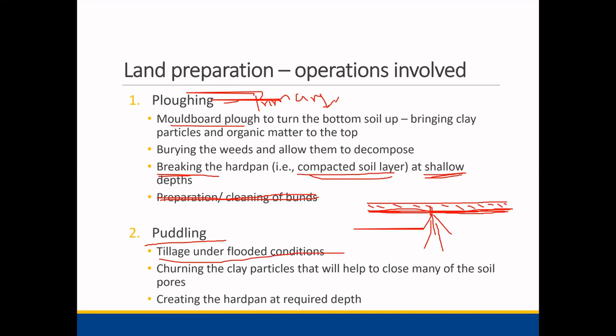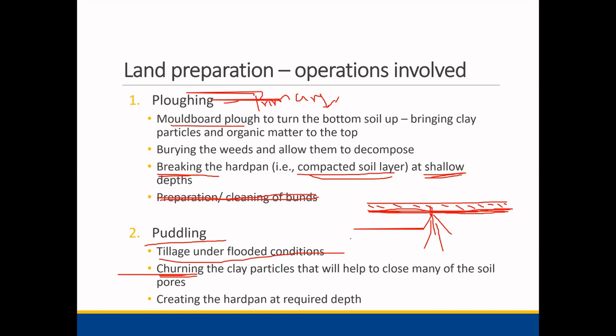By doing this, we churn. It's called churning the clay particles, which will help to close many of the soil pores. Because now the objective is that, the plowing had some objectives. Once you complete plowing, the next objective is that you have to store the water in the field.